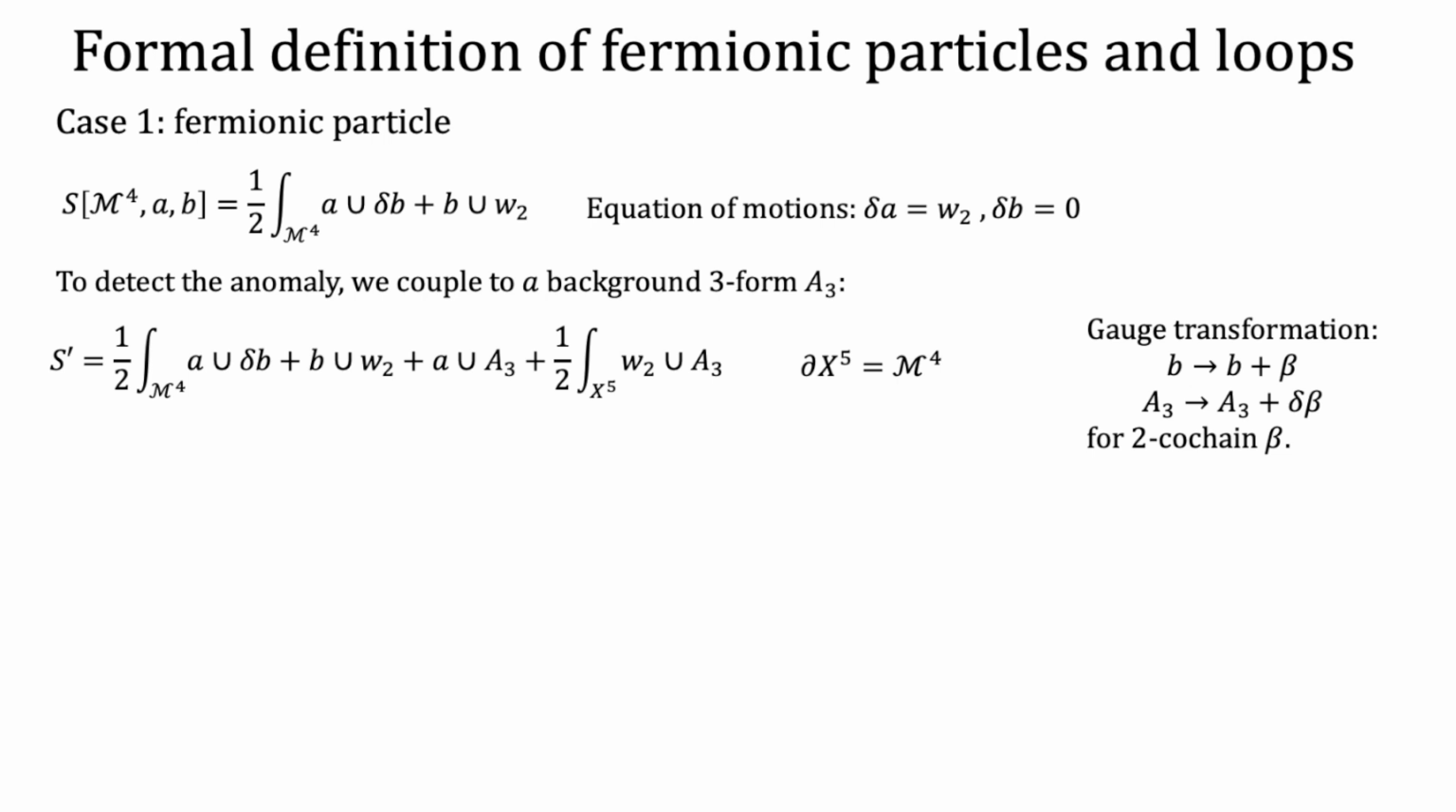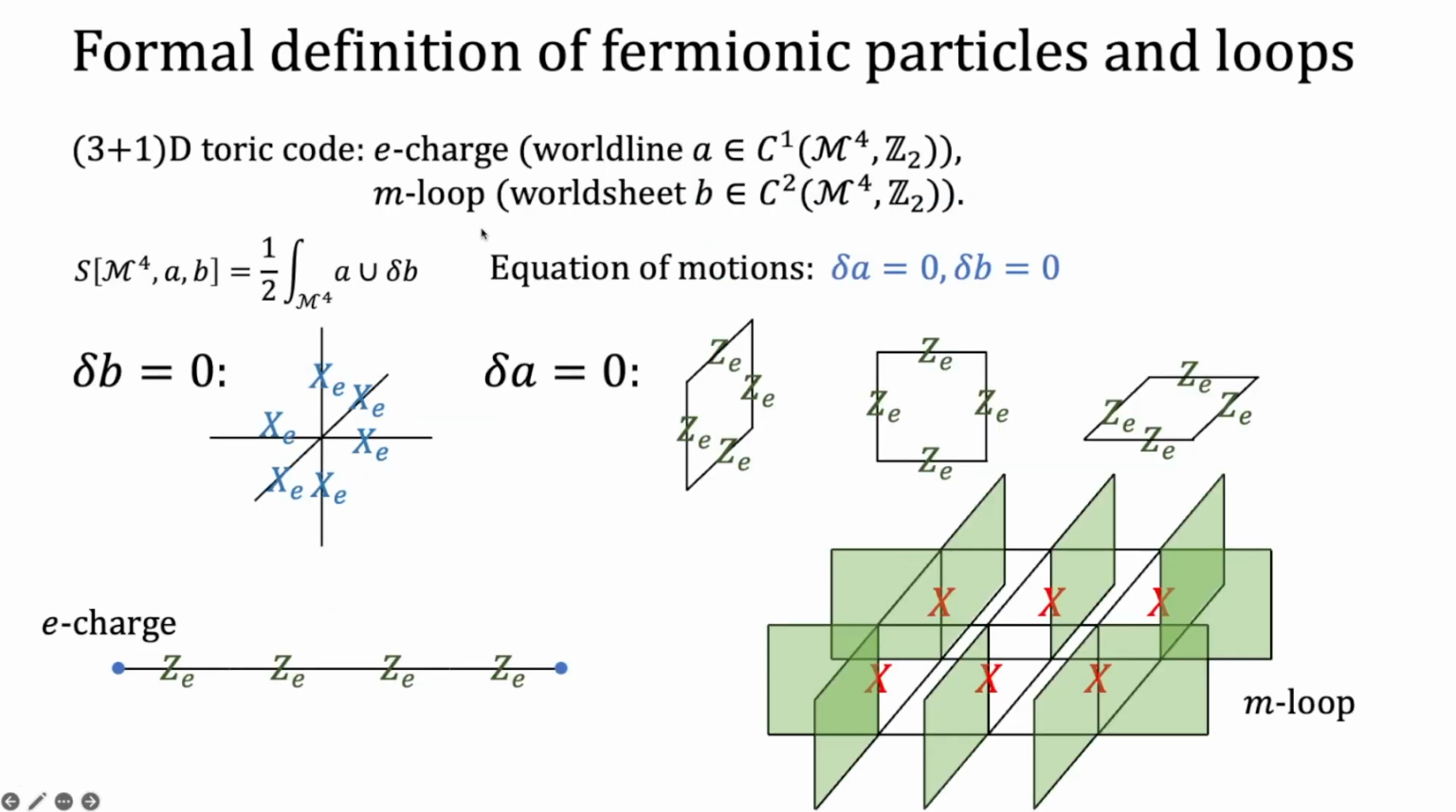Okay, so for the last few slides, I will just deal with some technical calculation. Here I try to use some topological action to describe how we make a theory become fermionic. The formula is a little bit technical, but I will try to explain. The first term is the standard toric code Hamiltonian. If there's no second term, the first term gives you two equations of motion, dA equals 0 and dB equals 0. So in this model, everything is bosonic.